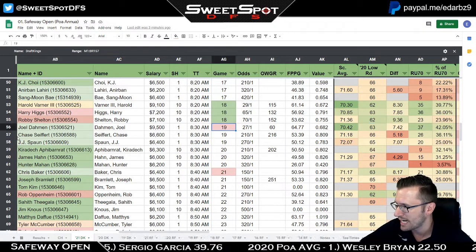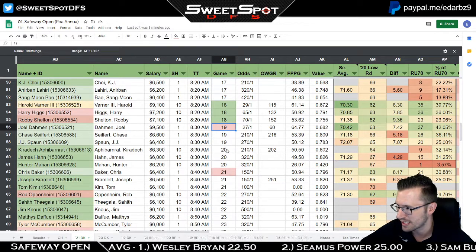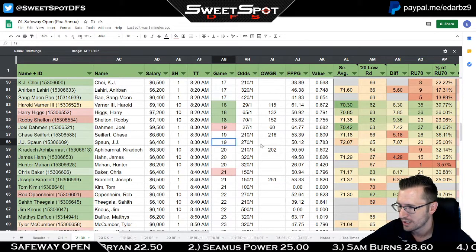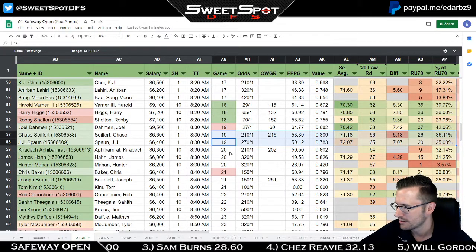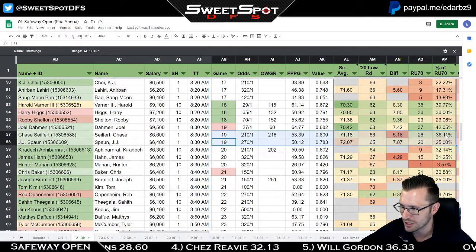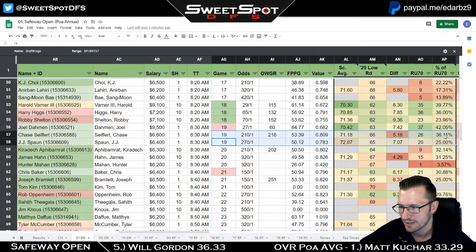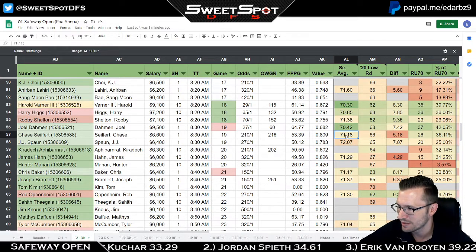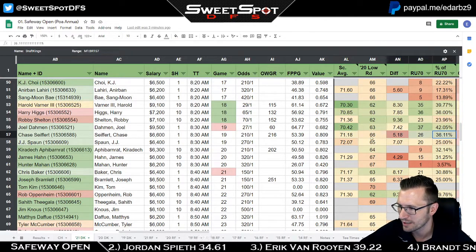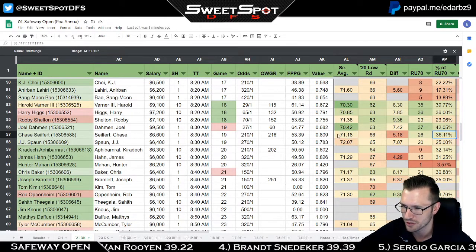Joel Dahmen is a guy I like. I don't really so much like the group he's in. So you can see he's with Chase Seiffert and J.J. Spaun. I should say Chase Seiffert actually has a good percentage of rounds under 70. Yeah, I guess that's kind of steady play in a way. 66 is low round, 71.18 not good, but that percentage of under 70, pretty good.